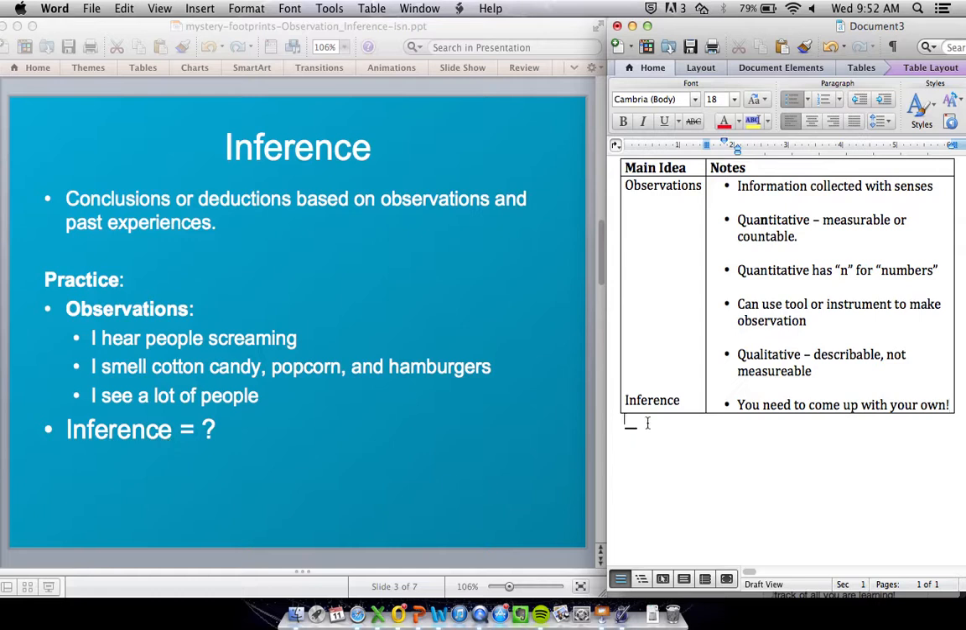Please make sure you write a summary of your notes at the bottom, and I will see you in class tomorrow to do some observation and inference practice and work on another lab.